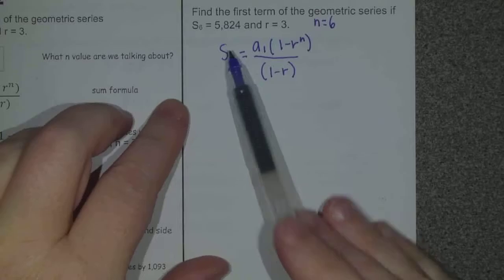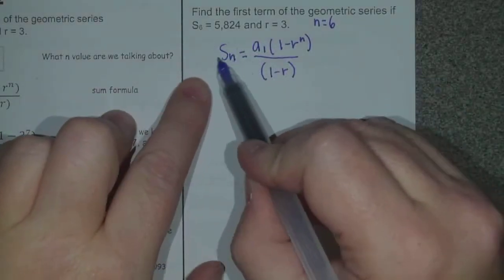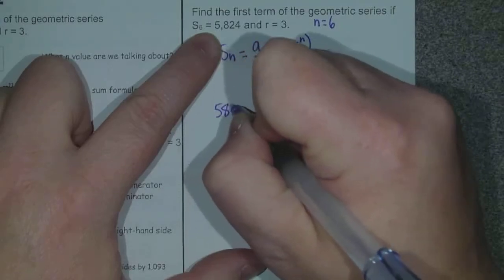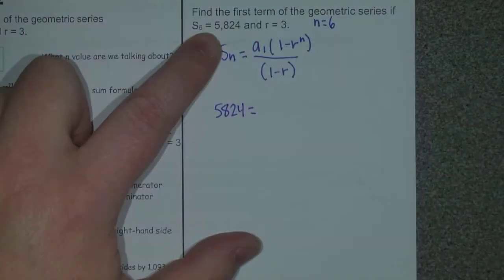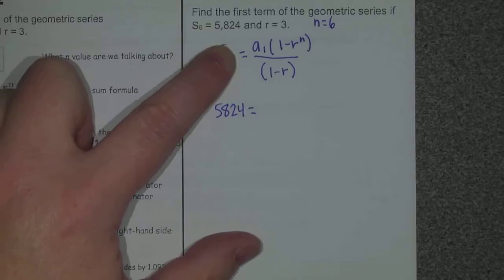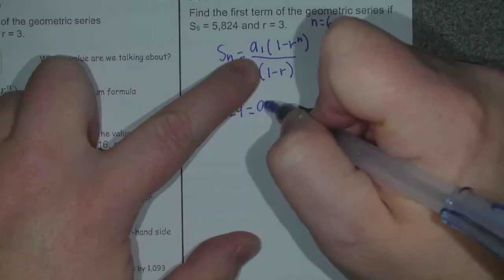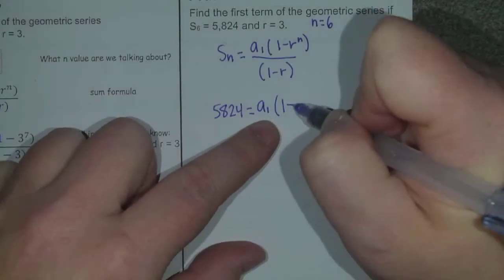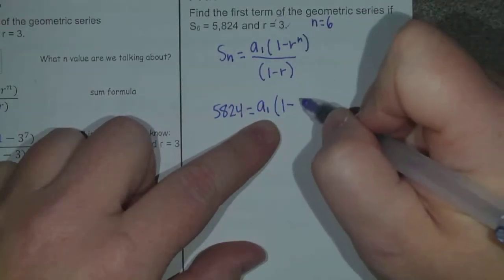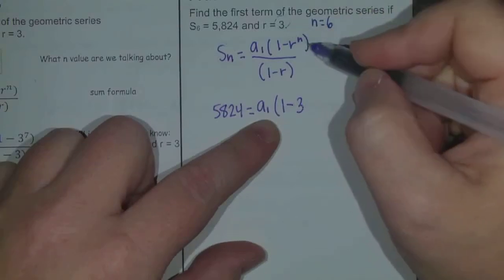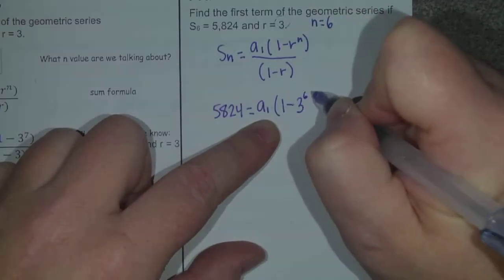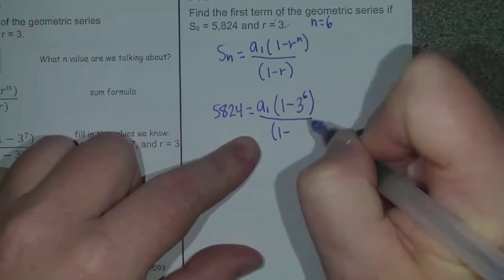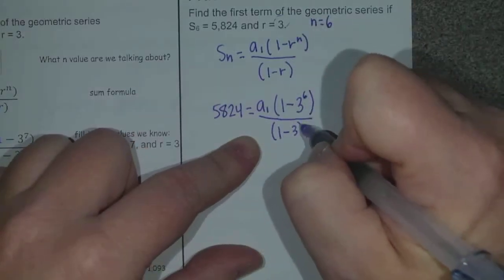Okay, do we know the sum of the first 6 terms? Yeah. It's 5,824. Do we know our A1 value? No, that's what they asked us to find. Then we're going to do 1 minus the ratio, which they gave us, of 3. And we're going to raise it to the number of terms power, which is 6. And then on the bottom, we'll have 1 minus the ratio again, which is 3.